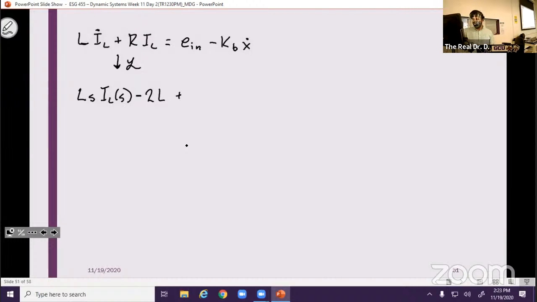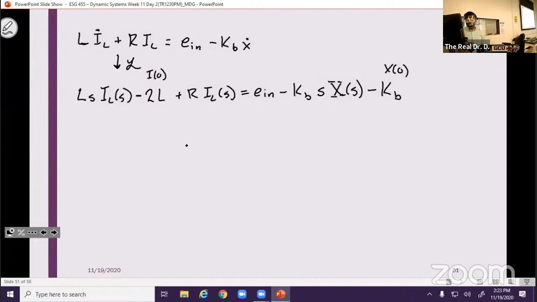Plus R, IL of S, equal to E in minus K B. Well, X dot is going to be S X of S minus K E, because remember, this is X naught, and this is I naught. I can solve this for IL, right? So let's combine like terms.